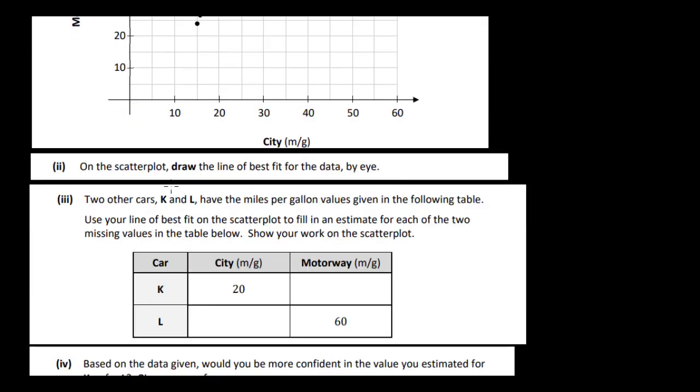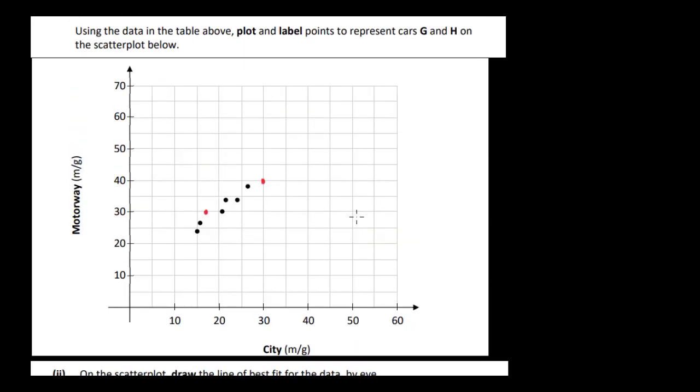Next one, on the scatter plot, draw the line of best fit for the data by eye. Okay, so I'm going to have a go at this. Let me see, we'll do it in the same color, I think. So it should look something like this. Okay, let's leave it like that. It's roughly okay. It's by eye anyway, so you guys will probably get something maybe slightly different, but that's okay.